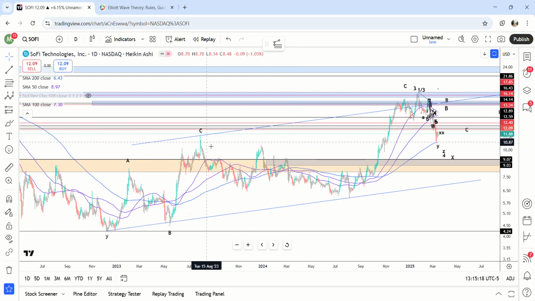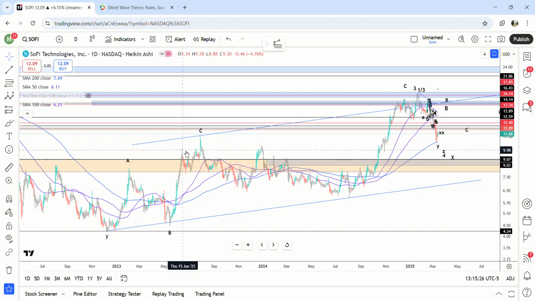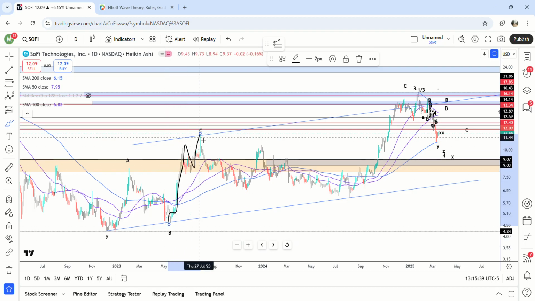Why is that the case? Well, first of all, again, we have an ABC move here. Potentially, it could be a diagonal itself. It comes back into this wave and makes a higher high here. But I think it actually makes more sense. This is 5 waves, so ABC move makes more sense.